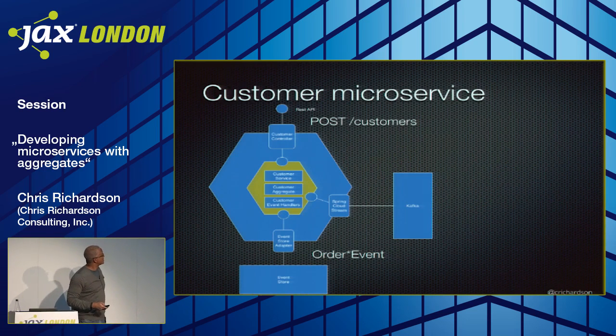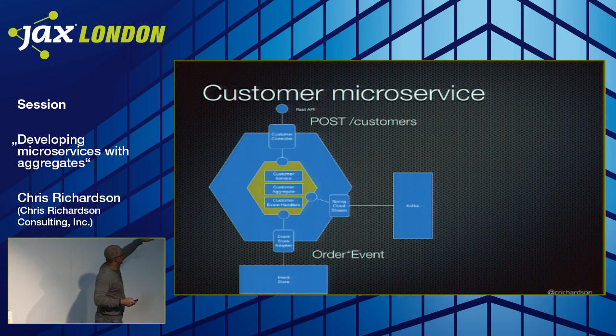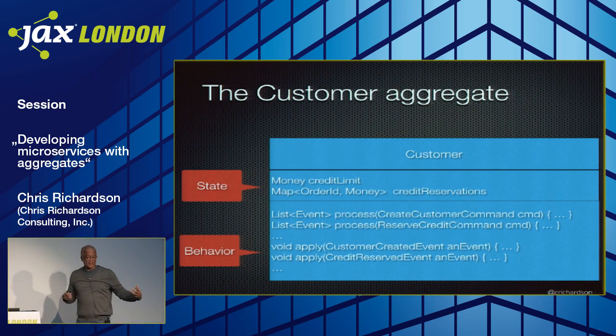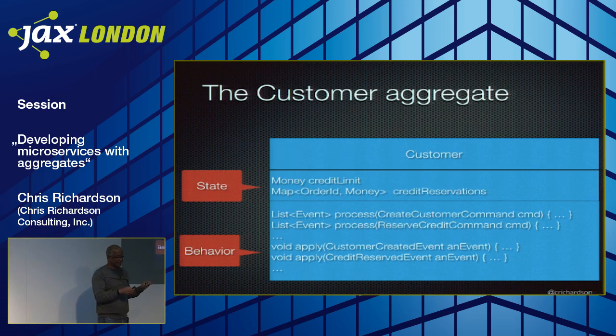If we look at the customer service, it's handling a post to create a customer, and it's got a customer controller, customer service, customer aggregate, and some event handlers for the order events. Here's the customer. It's got the credit limit and credit reservations. The event sourcing-based business logic consists of sets of process methods that take commands to perform an action, and they return the list of events that represent the state change. And then there are the apply methods that take an event and actually perform the state change.